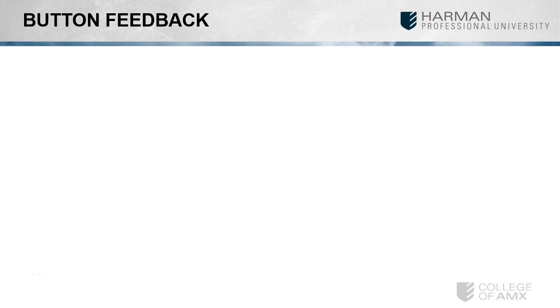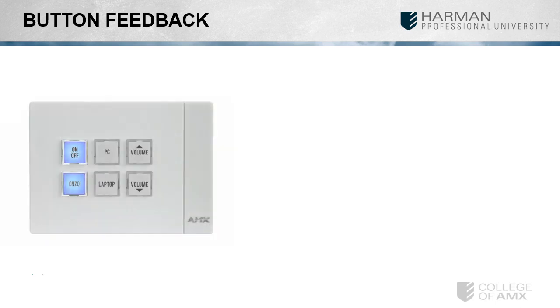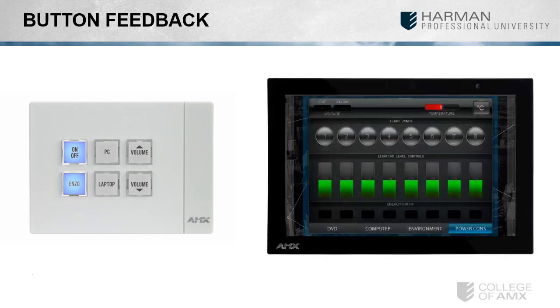The purpose of feedback is to send information to the end user about the status of the AMX system. This status information can be as simple as turning on the LED for a keypad button to indicate the system power is on, or it could be in the form of a display-only bar graph which indicates the current light level in a room.